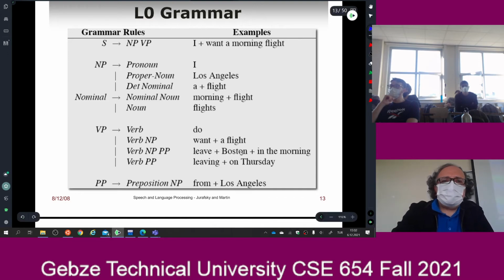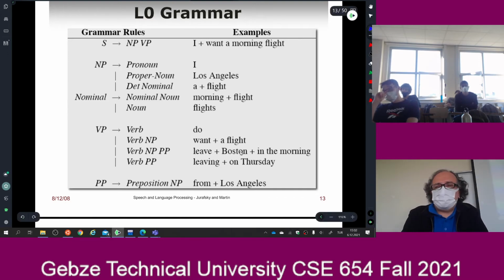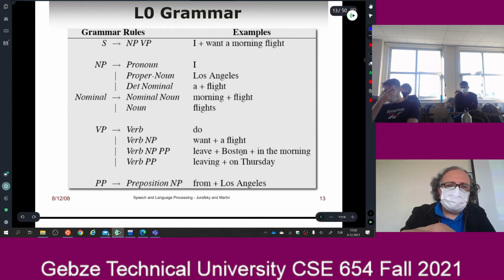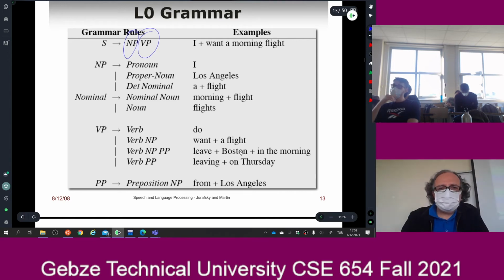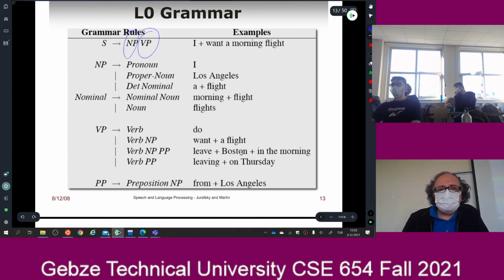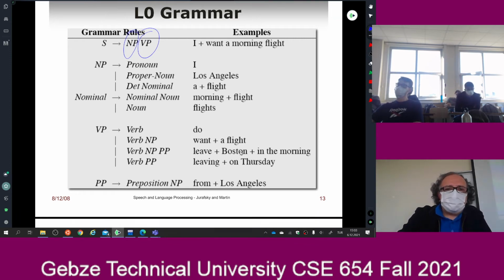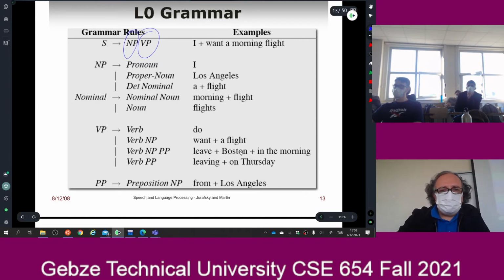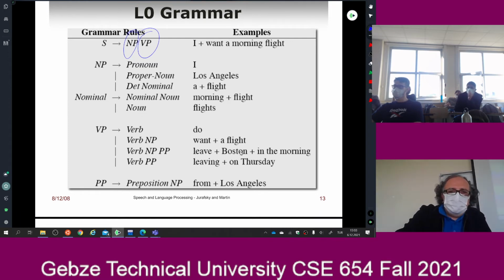A sentence is a noun phrase and a verb phrase coming together. One constituency is here, the other one is here. A noun phrase could be a pronoun such as I, or a proper noun such as Los Angeles, or a determiner nominal, a flight. Nominal could be a noun or nominal noun. So nominal could be a noun.